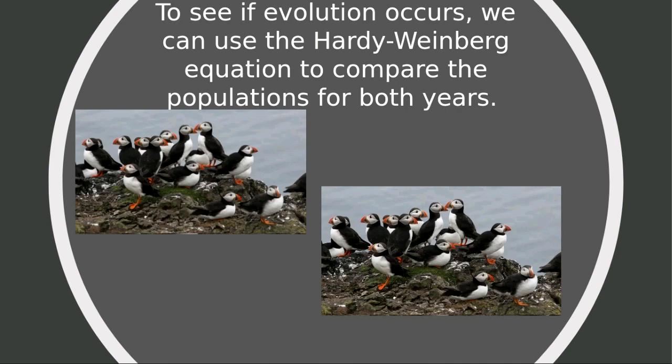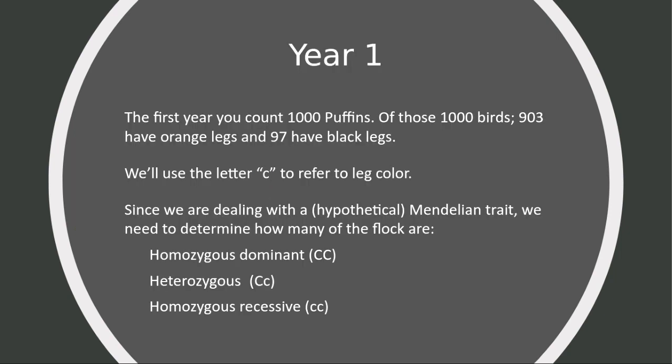So to see if evolution occurs, we can use the Hardy-Weinberg equations to compare the populations for both years. So we know that we start off with 1,000 birds, and then we end up with 1,400. Is the change in the frequency of black legs and orange legs over time just due to a natural increase in the population, or has something occurred to cause an evolutionary change? So let's start off with year one. We're going to compare data.